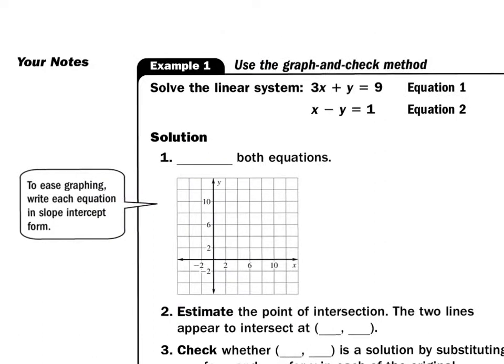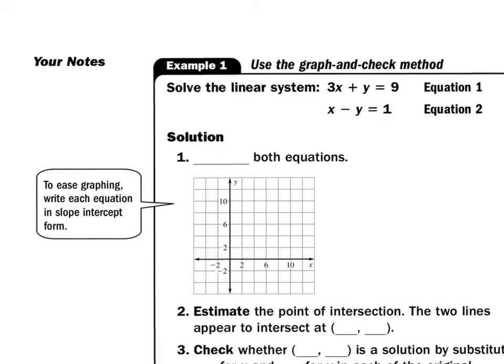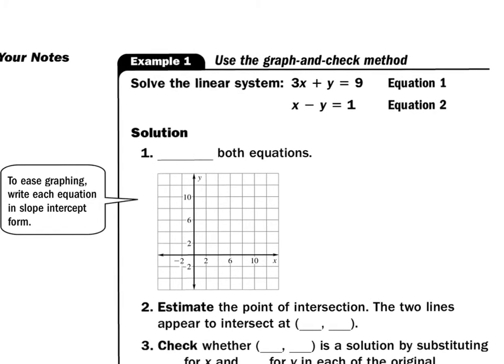Now we go on to example 1. We're going to use the graph and check method. Now before we get started, there's an error on this problem, and if we don't fix it now, we'll have an answer that's going to be very difficult to actually figure out. So I need you to change equation 2 to x minus y equals -1. Okay, that will save us some trouble in the future.